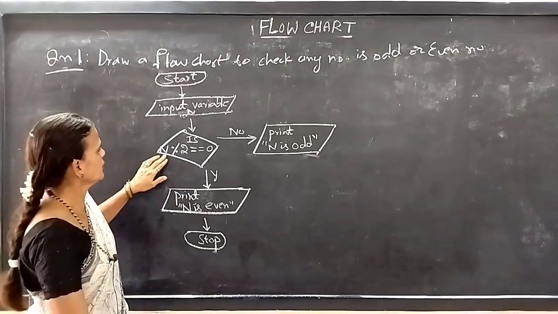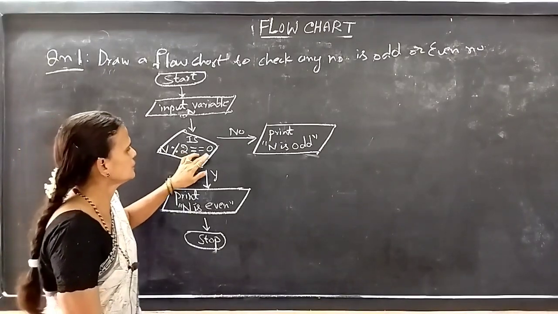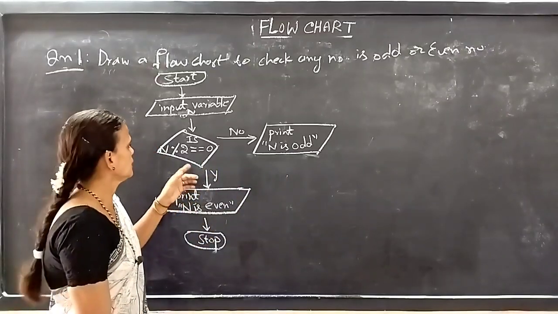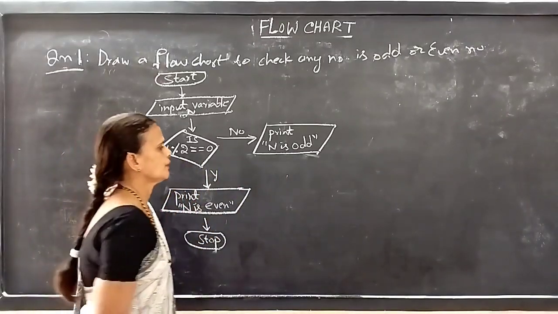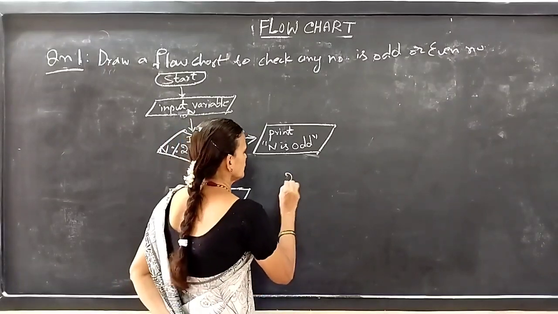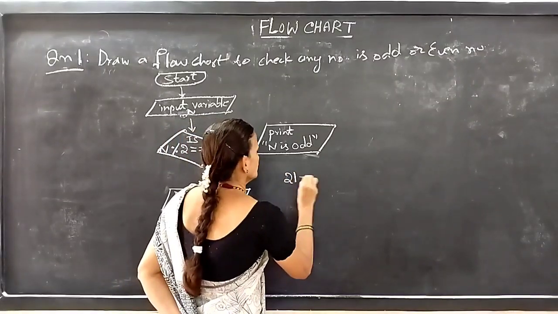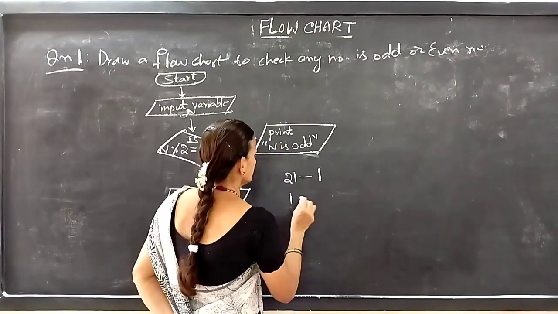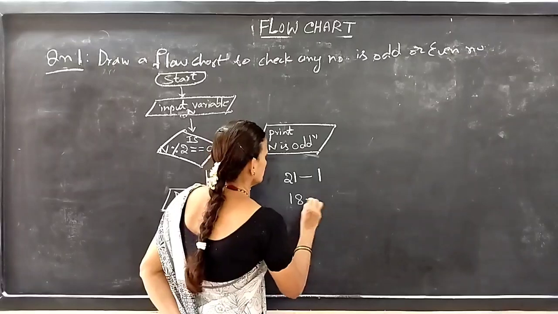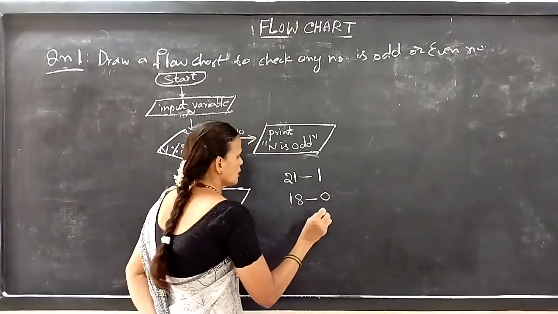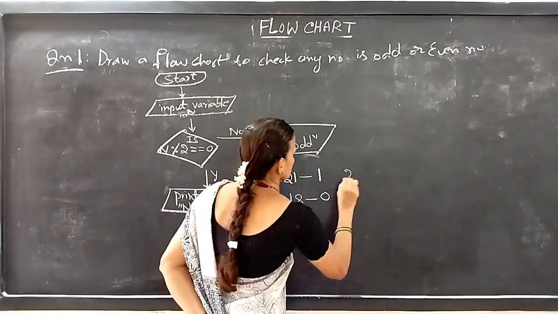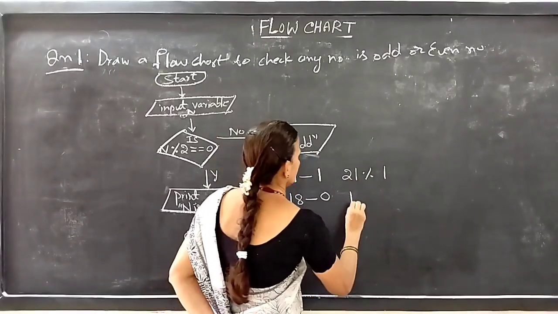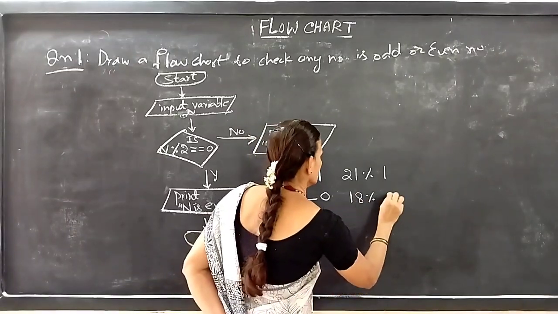Here I wrote n percentage symbol 2 equal to 0. In writing a program we use the percentage symbol to get the modulo. For example, if the number is 21, the modulo will be 1. If our number is 18, the modulo is 0.